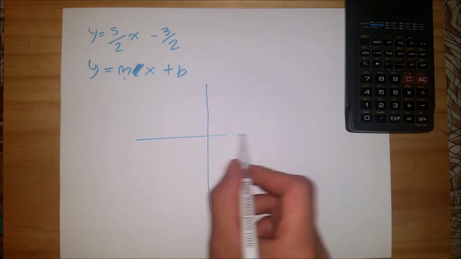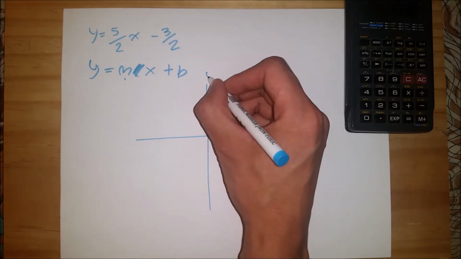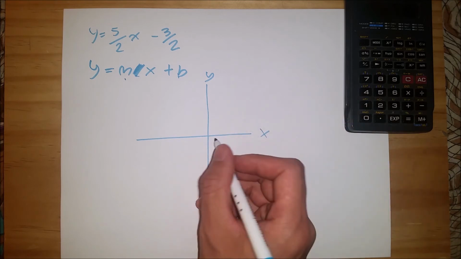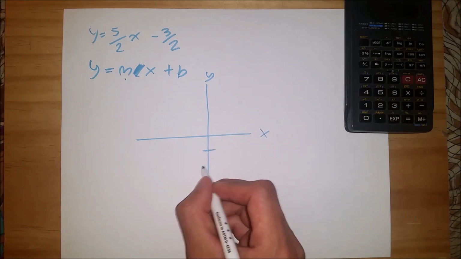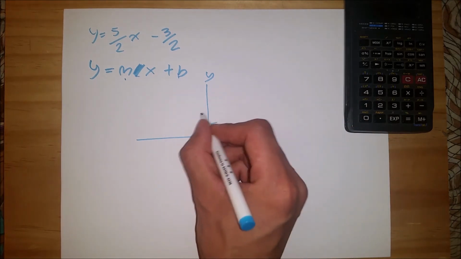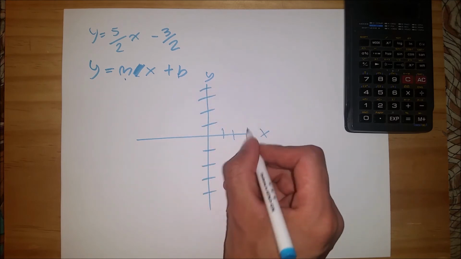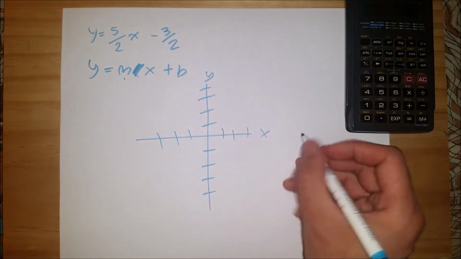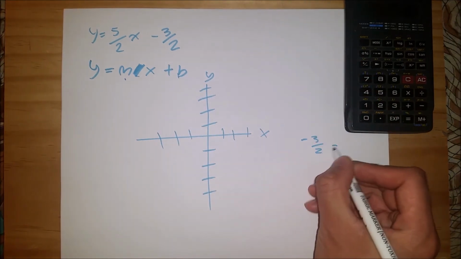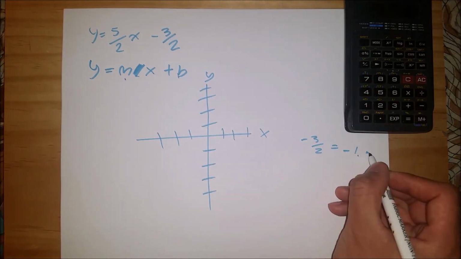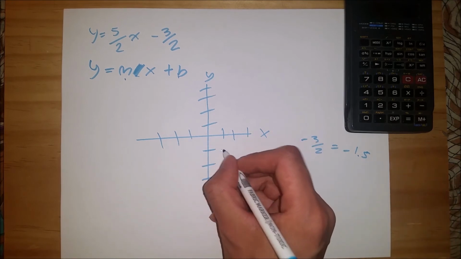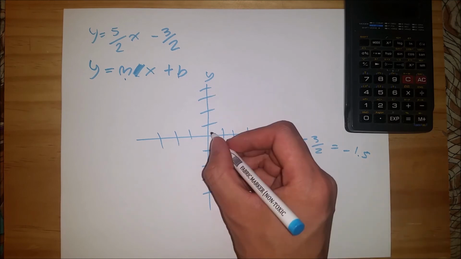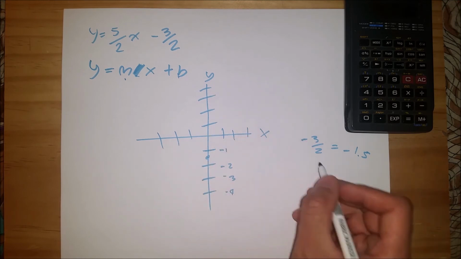So if you have the graph here, this is x, this is y, and let's go with 1, 2, 3, 1, 2, 3. So negative 3 half is equal to negative 1.5, right? So assuming this is negative 1, negative 2, negative 3, negative 4, negative 1.5 would be right here.